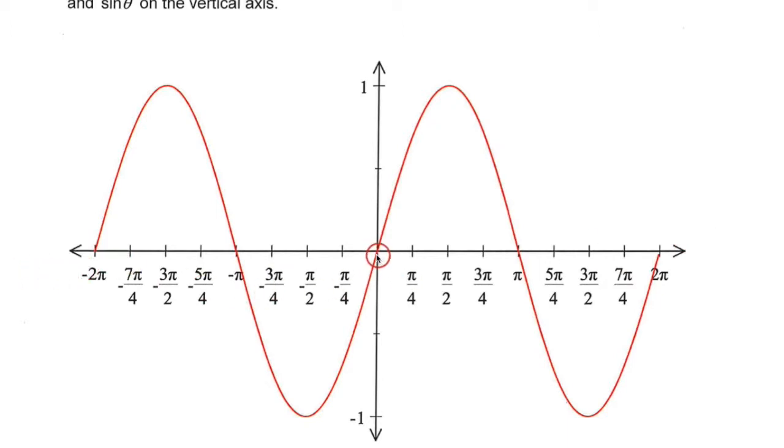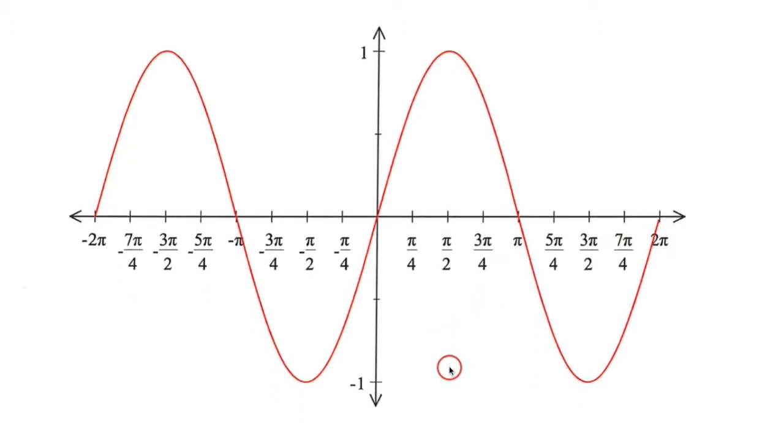If I focus between theta equaling 0 and 2 pi, you can see I begin at the position 0, 0. I then move to the position pi on 2, 1, then back down to pi, 0, 3 pi on 2, -1, and then back to 2 pi, 0. So that pattern will go on forever.